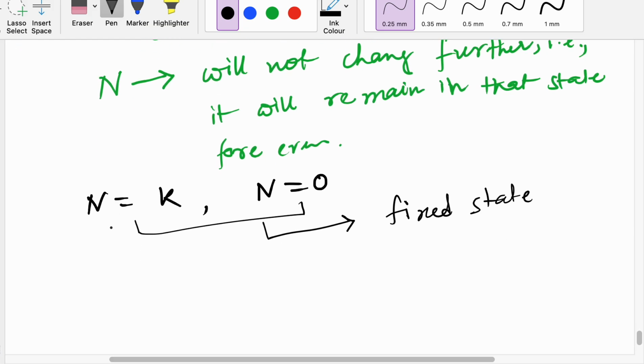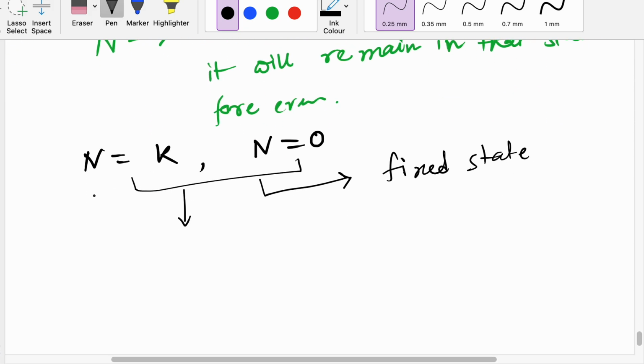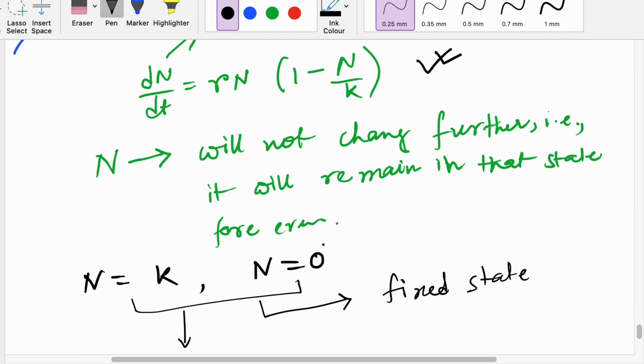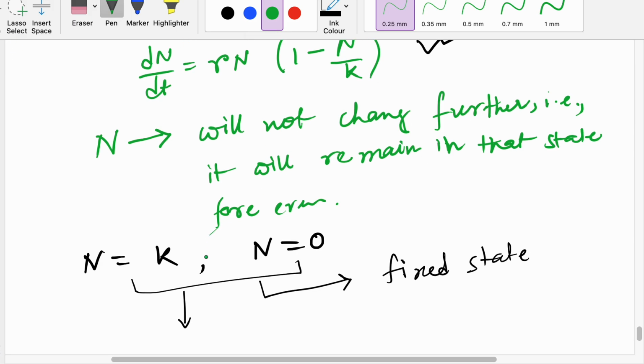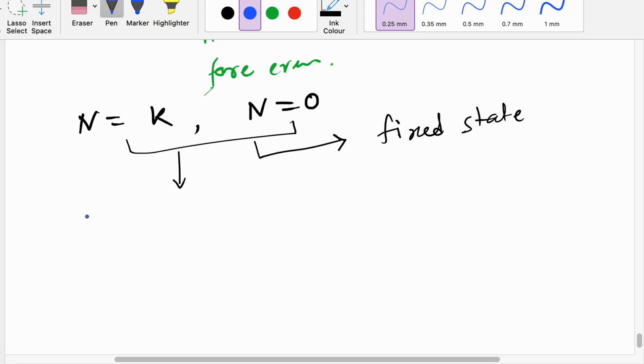Now among these, which is the stable fixed state? It means if I start from any initial condition, where will the population go, either N equal to K or N equal to 0, because if it reaches that point, it will stay there forever. Now the trick is, suppose you start from the very neighborhood of these two points. Suppose we start from the neighborhood of 0, so N equal to 0 plus epsilon, where epsilon is very small.